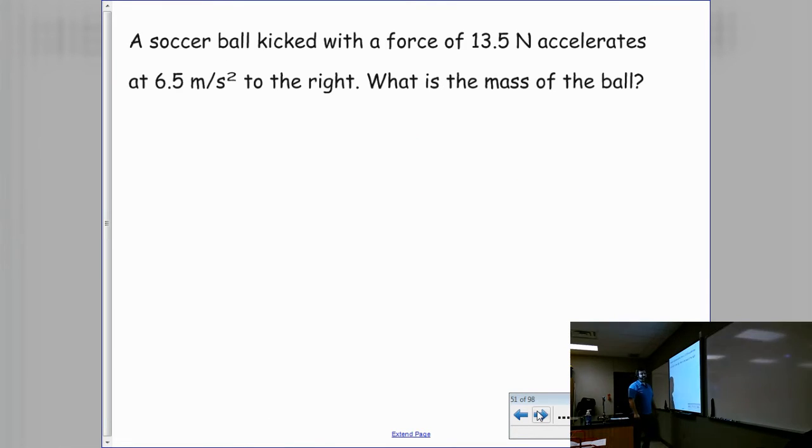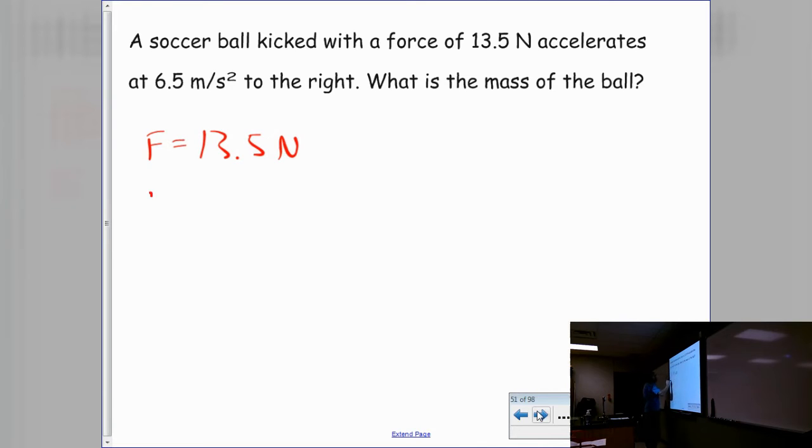Okay, let's look for something different. In this problem, it gives us the force and the acceleration, and it asks for the mass of the ball. A soccer ball is kicked. What is the mass of the soccer ball? The force in the problem is 13.5 newtons. The acceleration it gives us is 6.5 meters per second squared, and we want to figure out the mass.